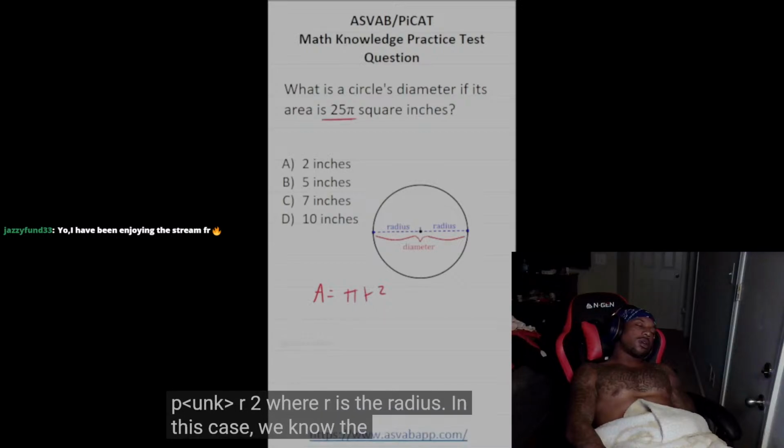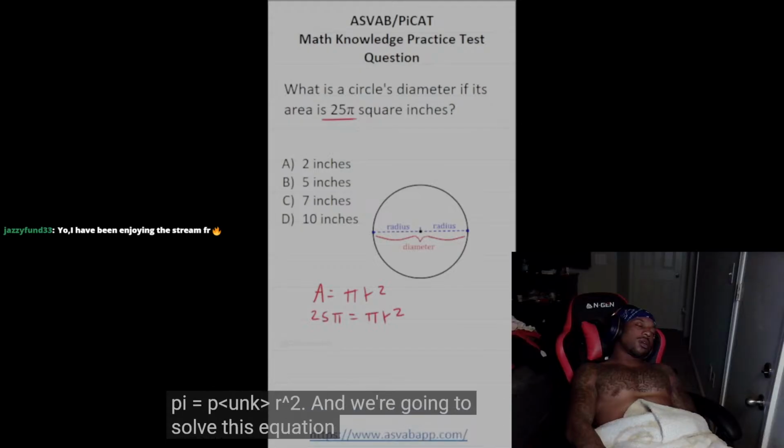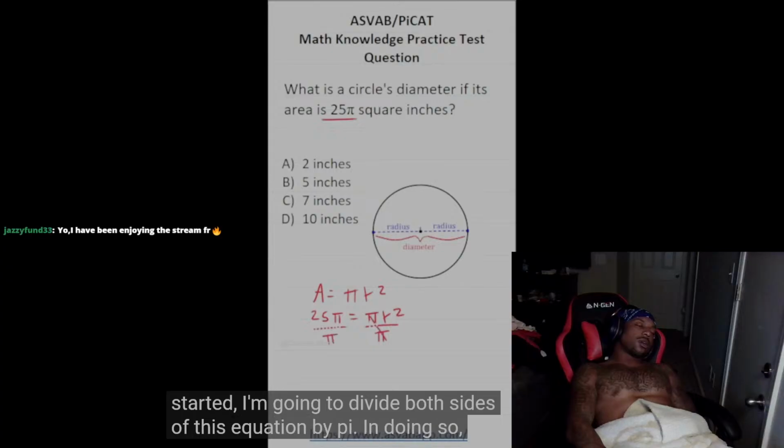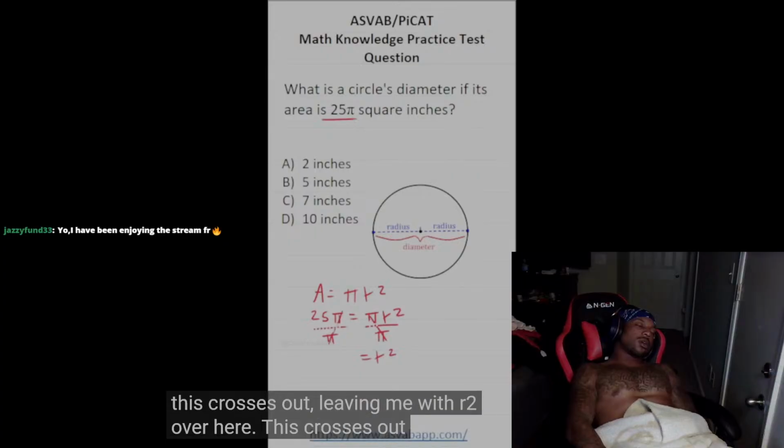In this case, we know the area is 25 pi, so I'm going to replace this A with 25 pi equals pi r squared. And we're going to solve this equation for r. So to get started, I'm going to divide both sides of this equation by pi. In doing so, this crosses out, leaving me with r squared over here. This crosses out as well, leaving me with 25 over here.